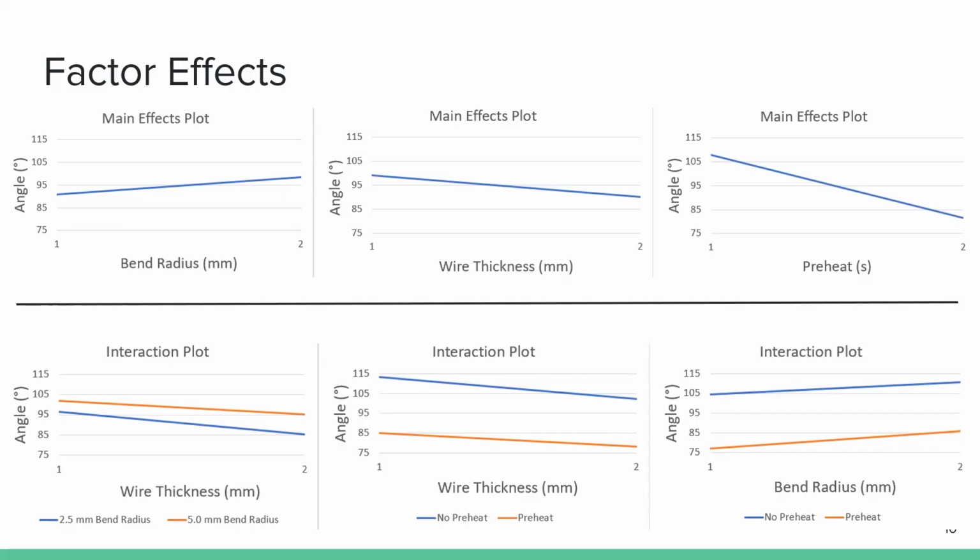The computed factor effects from the main effects plots of each input factor show that increasing the bend radius from 2.5 to 5 mm will increase the angle by 7.481 degrees. Increasing wire thickness from 0.54 to 0.64 mm will decrease the angle by 8.926 degrees. And heat treatment is the most significant factor because preheating from 0 to 5 seconds will decrease the angle by 26.12 degrees. The slopes of the interaction plots show that the most significant two-factor interaction is between the wire thickness and the bend radius, while the last two interaction plots show no interaction between their two factors.